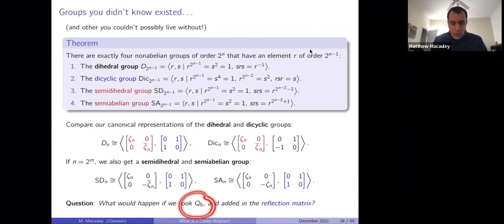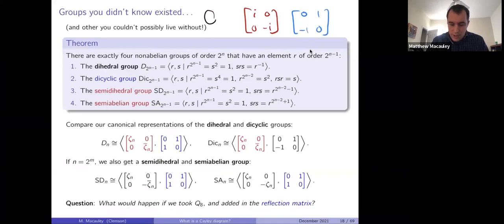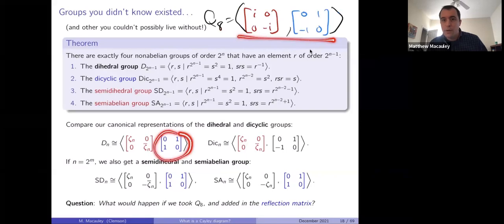quaternion group, which is generated by, let me make this a little thinner, I, negative I, 0, 0, and 0, 1, negative 1, 0. So this is Q8 generated by these. And let's take these 8 matrices and let's throw in this reflection, which is a, you guys at the waiting room, you guys got it?